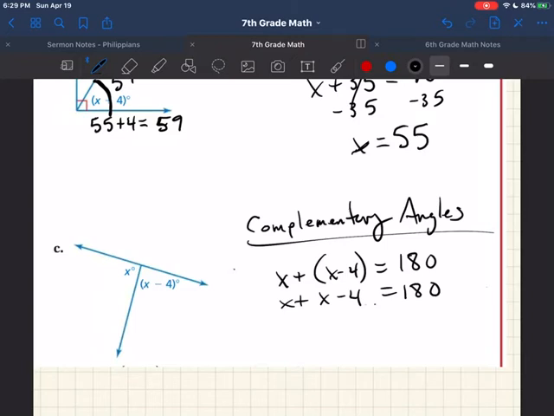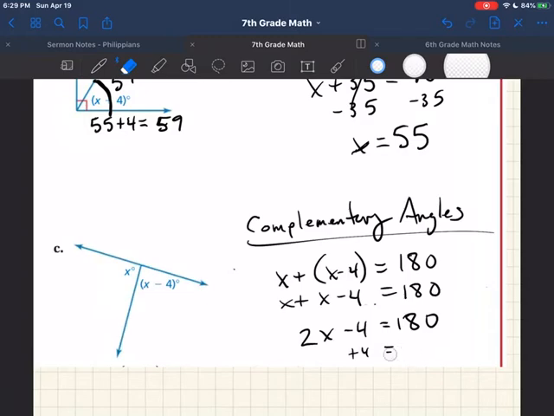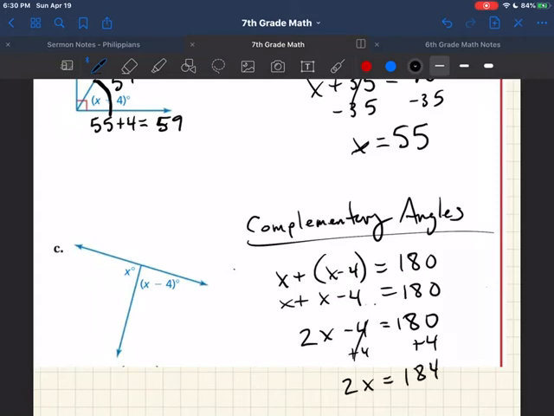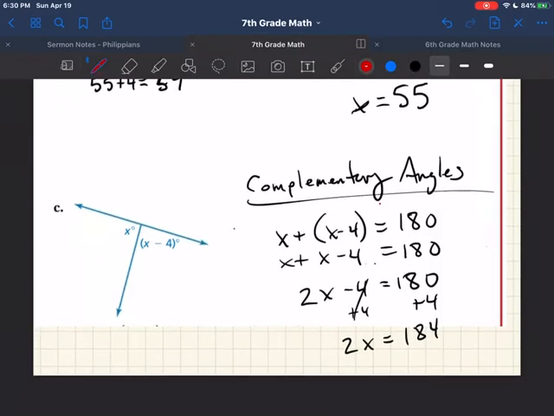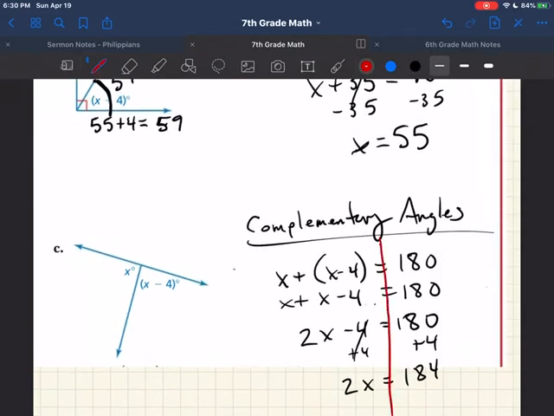It's important. Okay, so anyway, x plus x is 2x, minus 4 is equal to 180. Add 4 to both sides. Sorry, guys. Add 4 to both sides. Therefore, I'm left with 2x on the left and 184 on the right. And for those of you who love the line, there's your line.